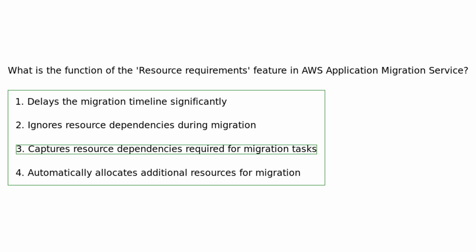The Resource Requirements feature in AWS Application Migration Service captures resource dependencies required for migration tasks, ensuring that all necessary resources are accounted for and migration tasks are executed smoothly.